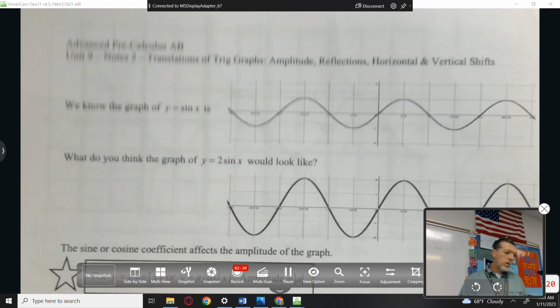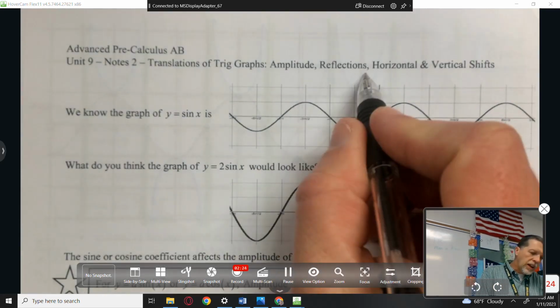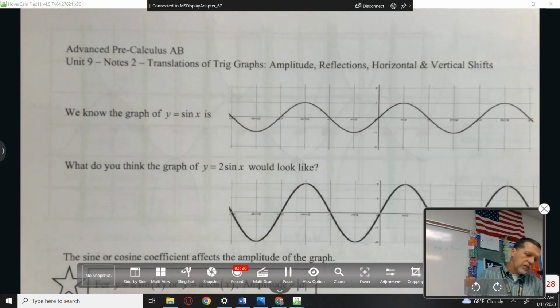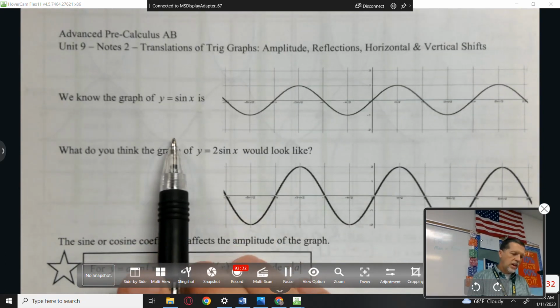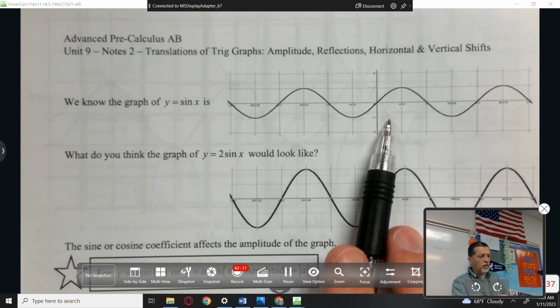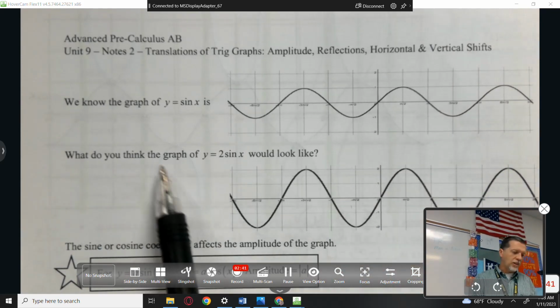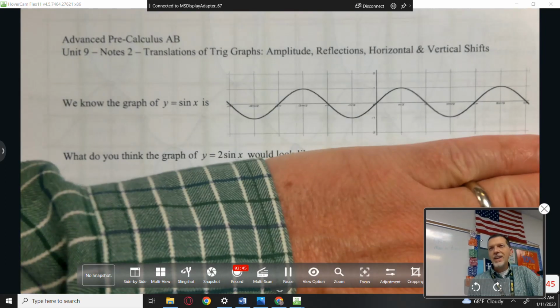Notes 2. Translations of trig graphs. Amplitude, reflections, horizontal and vertical shifts. Okay, so we're going to move some things around today. Well, we know the graph of sine of x. We just did that one. There it is, just to remind you. This is kind of a weird question because the answer is right here. What do you think the graph of 2 sine x would look like? Oh, don't look at the answer right there.